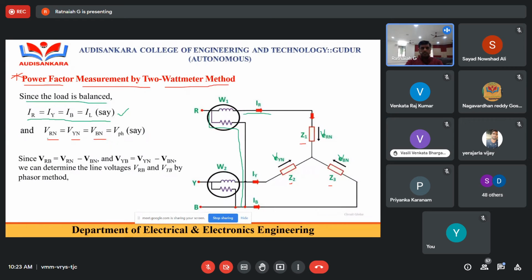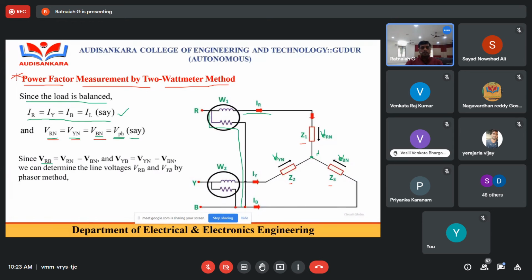Similarly, coming to the phase voltages, VRN, VYN, VBN are the phase voltages, because the phase voltage is nothing but the potential difference between a phase, that's a line, and the neutral point. Let this neutral point be N. So the line and neutral point, these are the phase voltages.